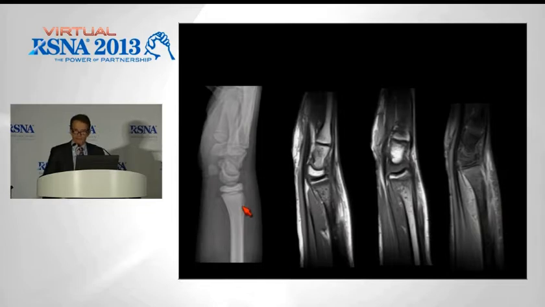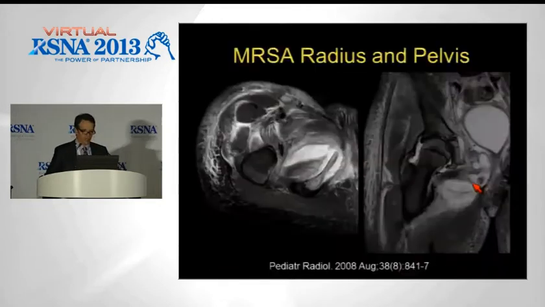This is a case in point of a patient with methicillin-resistant Staph aureus who presented with pain in the wrist. The plain radiographs only show deep soft tissue edema, but of course the T1 weighted image shows abnormality in the distal radial marrow, and there is enhancement of the subperiosteal tissues consistent with subperiosteal disease.